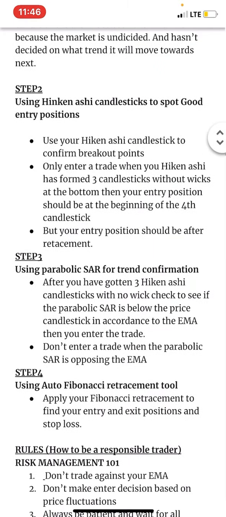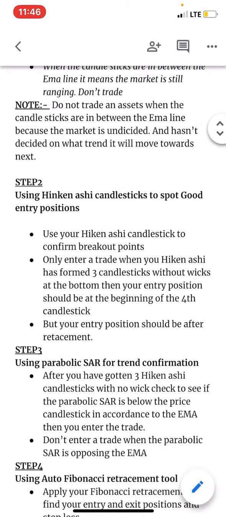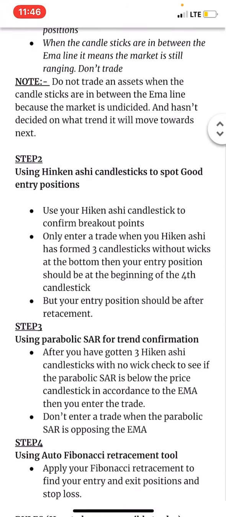So step 2, I'm going to teach you how to enter a position using the Heikin-Ashi candlesticks. So what's the first step you do? You use your Heikin-Ashi candlesticks to confirm breakout points. Then you only enter a trade when your Heikin-Ashi candlesticks have formed 3 candlesticks without wick at the bottom. Then your entry position should be at the beginning of the 4th candlestick. Yeah, I know I rushed that. Let me take it again slowly.